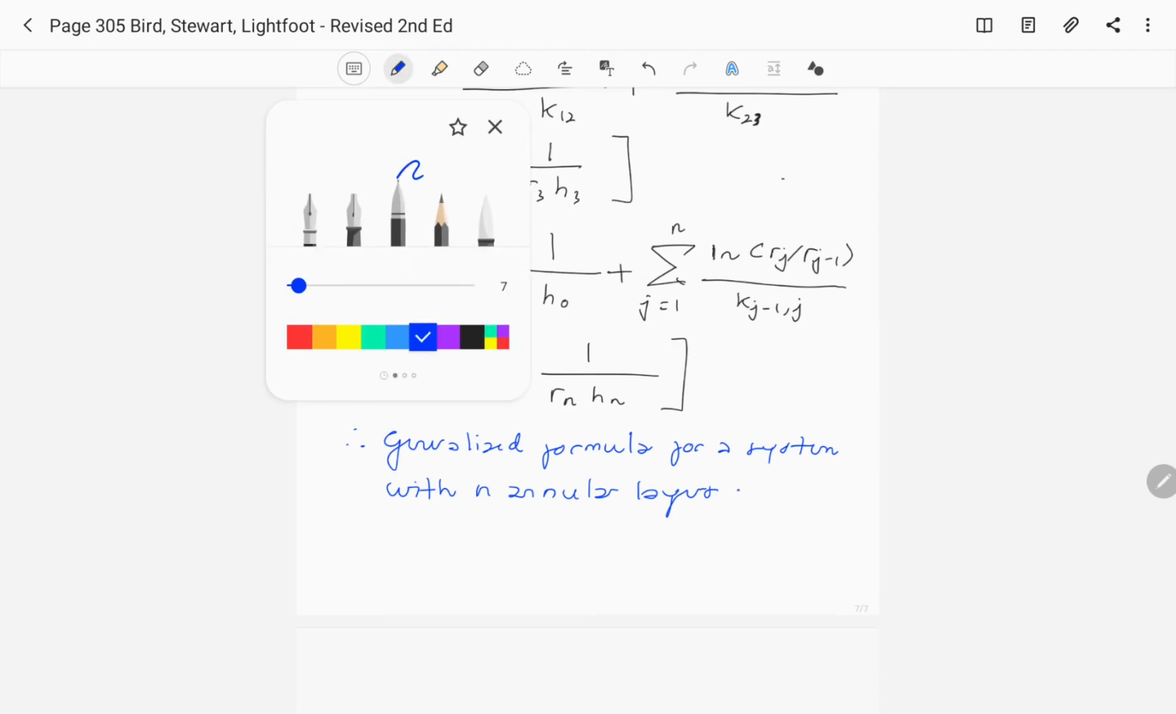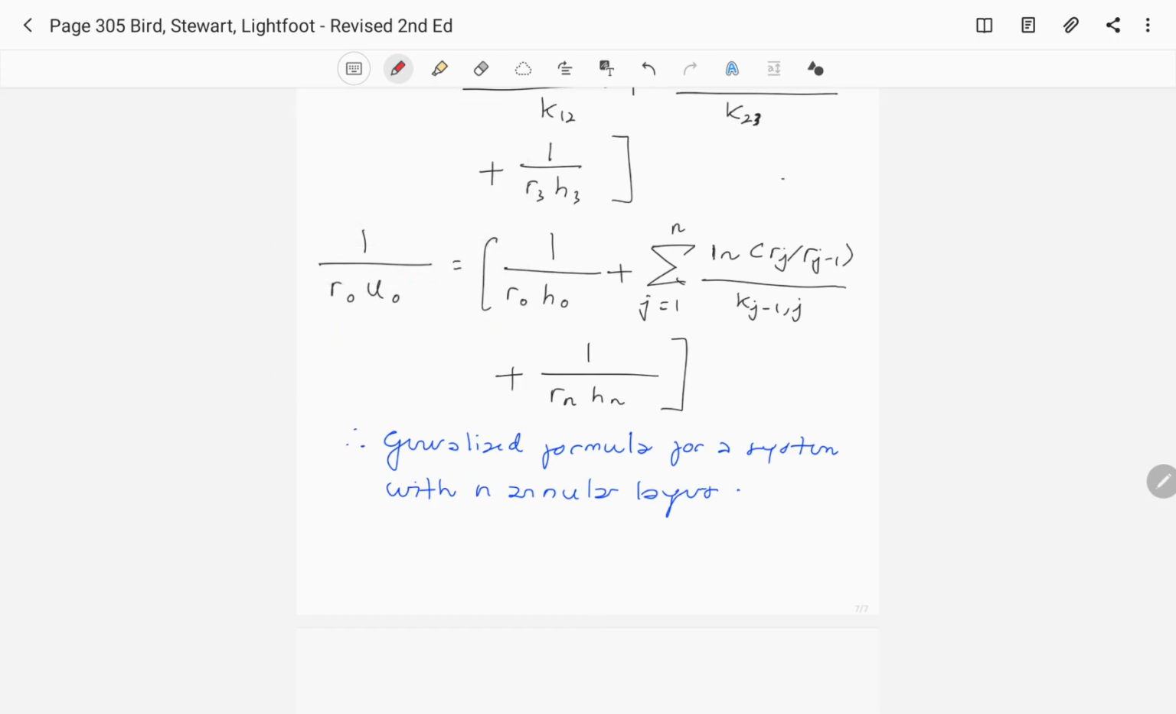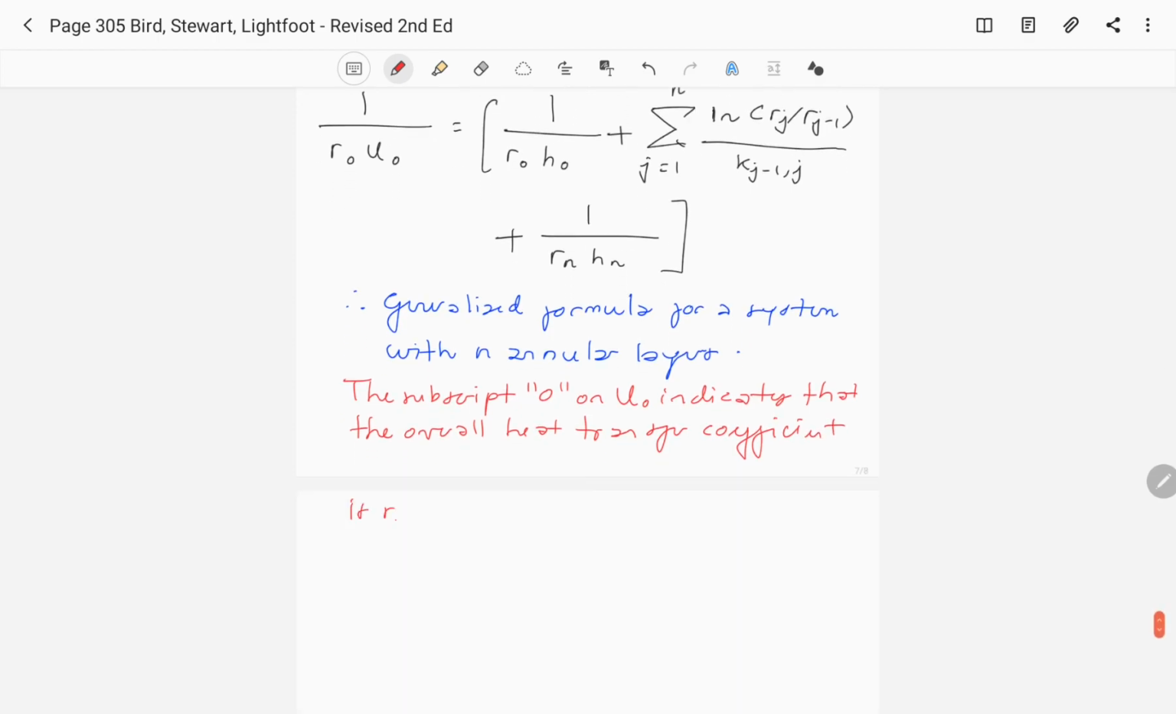The important thing in here is that you notice that the subscript naught on U naught indicates that the overall heat transfer coefficient is referred to the radius R naught.